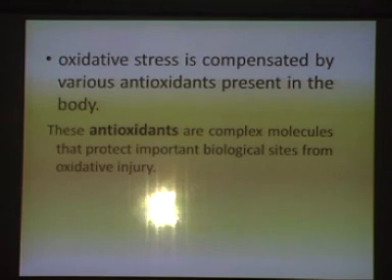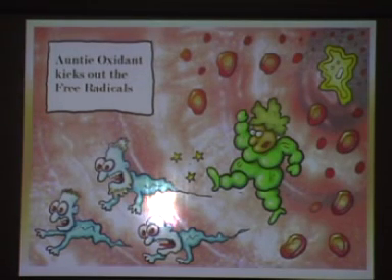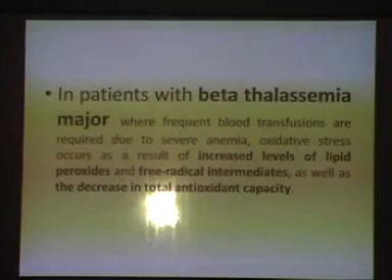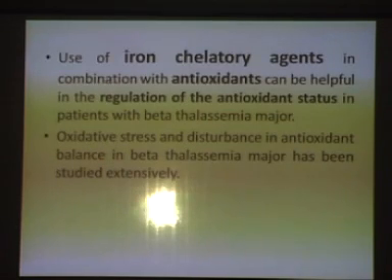Oxidative stress is compensated by antioxidants, which are complex molecules that protect important biological sites from oxidative damage. Antioxidants will keep the free radicals out, so they are very important. In patients with beta thalassemia, excessive and frequent blood transfusion and oxidative stress cause increased free radicals and decrease in total antioxidant capacity. Use of iron chelators in combination with antioxidants is helpful to regulate the antioxidant status.